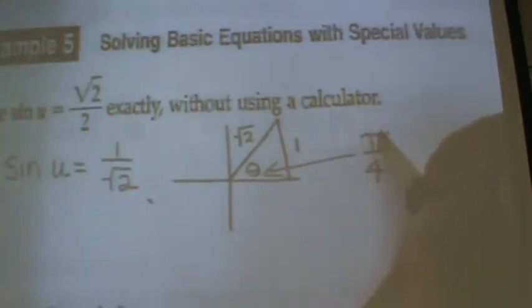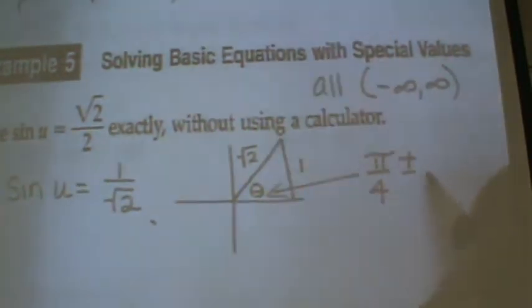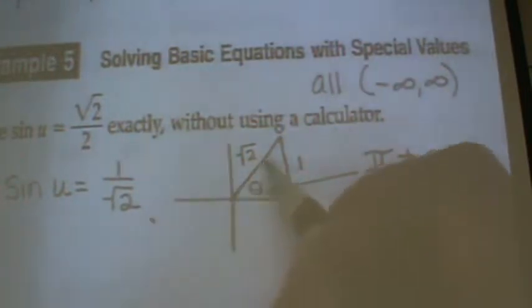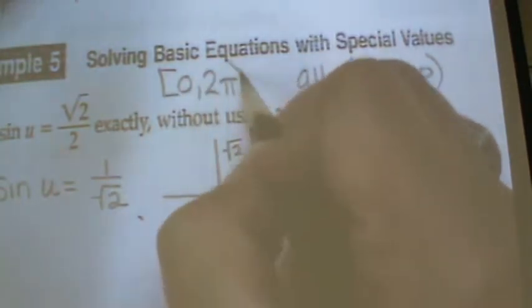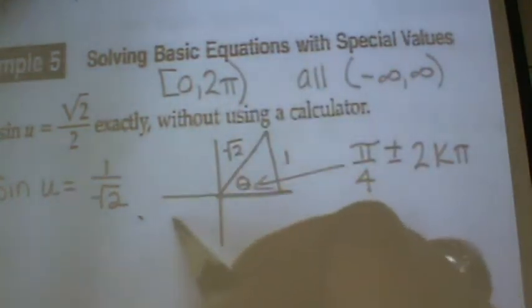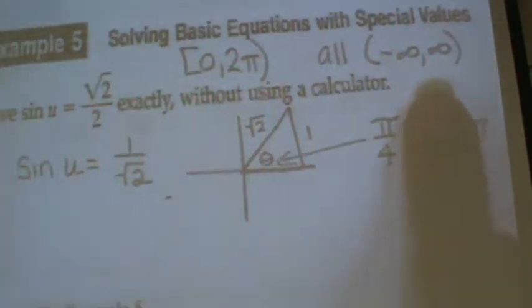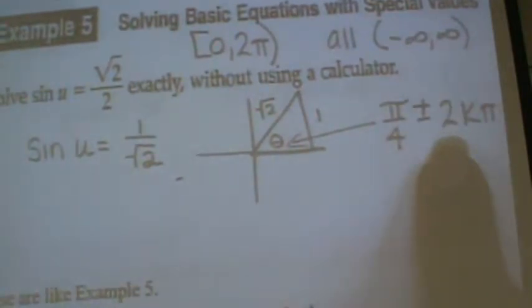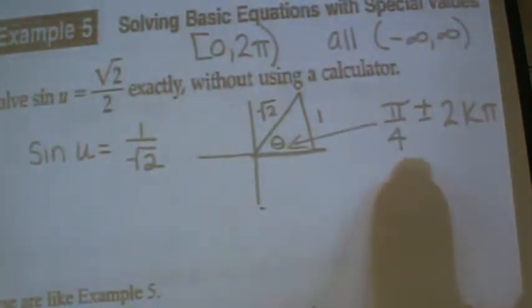Now, if the directions say find all answers, all means from negative infinity to infinity. You're going to add and subtract 2k pi to that. That will give you every answer from here to eternity. Now, if the directions say from 0 to 2 pi, that means starting here, going once around, you would just say pi over 4. You wouldn't have to add that plus or minus 2k pi. As a matter of fact, it would be wrong if you added 2k pi. If it only wants you to list the answers one time around, you would say pi over 4.